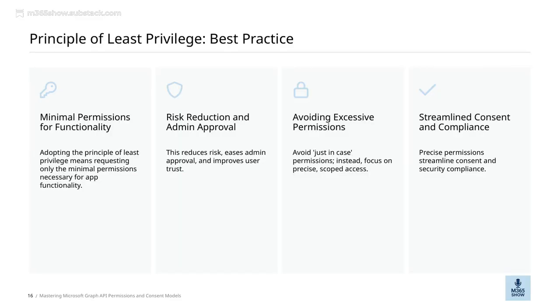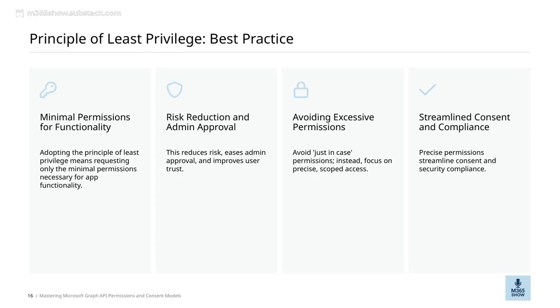Let's talk about the principle of least privilege as a best practice. The idea here is that precise permissions help make consent processes much smoother and also enhance security compliance. When we grant only the permissions that are absolutely necessary, we reduce the chance of over-permissioning, which can lead to unnecessary risks. Avoiding the habit of giving "just in case" permissions is key. Instead, we focus on scoped, precise access that aligns exactly with what our app needs.